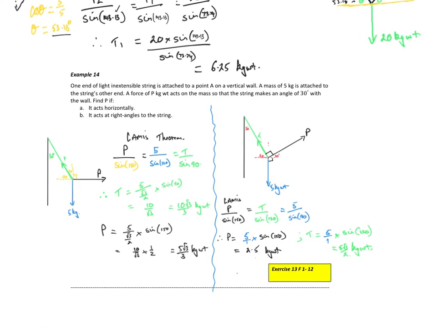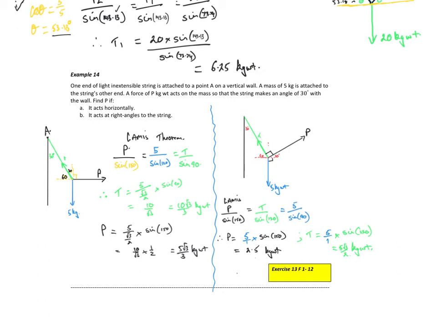Again, familiar scenario. We happen to have one line of a string being attached to a point A on a vertical wall. Mass of 5 kilograms hanging vertically. The force acting horizontally so that the string makes an angle of 30 degrees. So if we just work with that, obviously the angle in here is going to be 60, the alternate angle is 30. And so we can work out the size of the angles in between, isn't it?